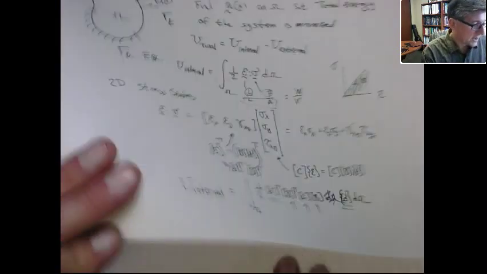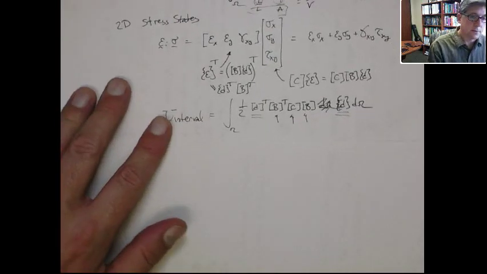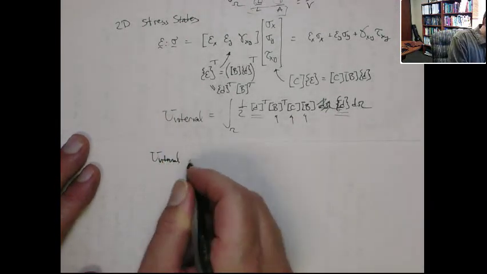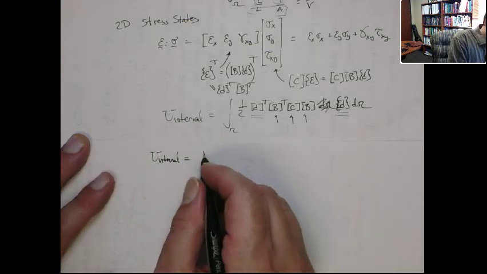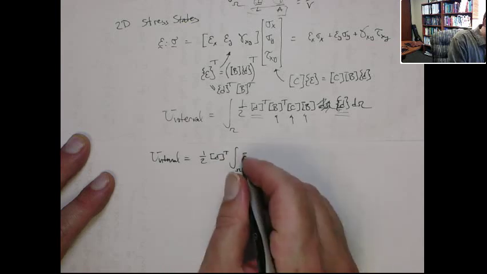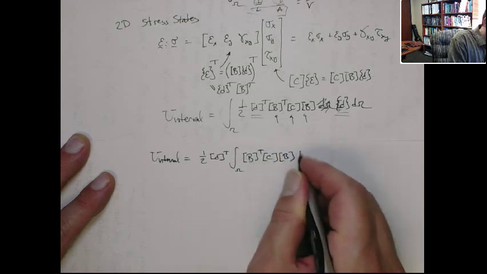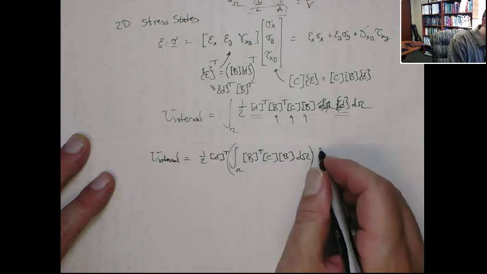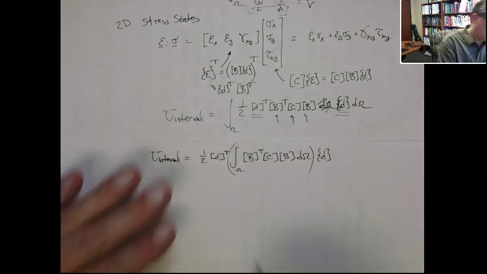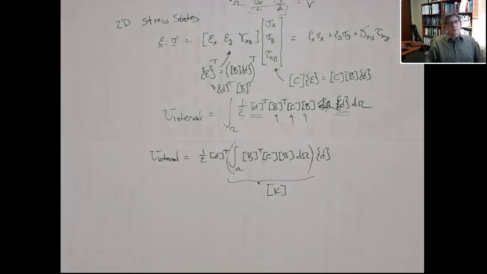All right, so let's slide our page up a little bit, make sure everything stays on there. And now what do I have? So pulling those things out, I have that the internal strain energy is equal to 1/2 D transpose. Now we're going to integrate over the domain. B transpose times C times B times d omega times D. Okay? This term here is going to turn out to be exactly our stiffness matrix, K.